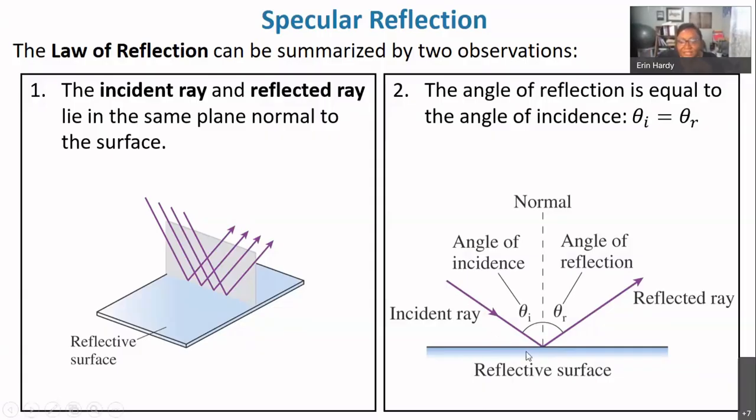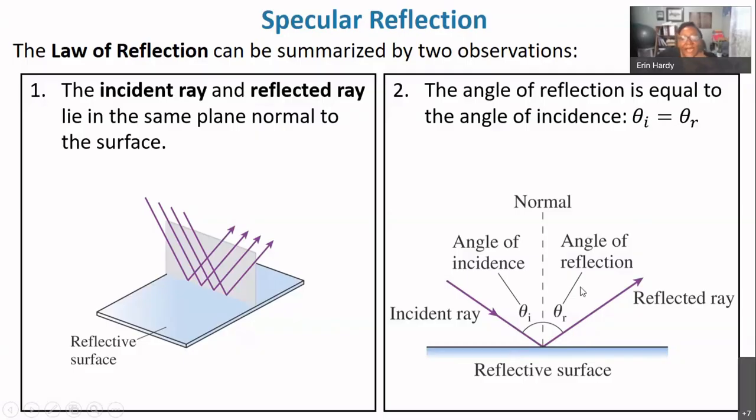And I should note that this incident ray is not physically different than the reflected ray. It's the same ray. We're just breaking it into a before and after. So whatever the value of theta I is, theta r will be the same. So theta I is equal to theta r. That's essentially the mathematical version of the law of reflection.